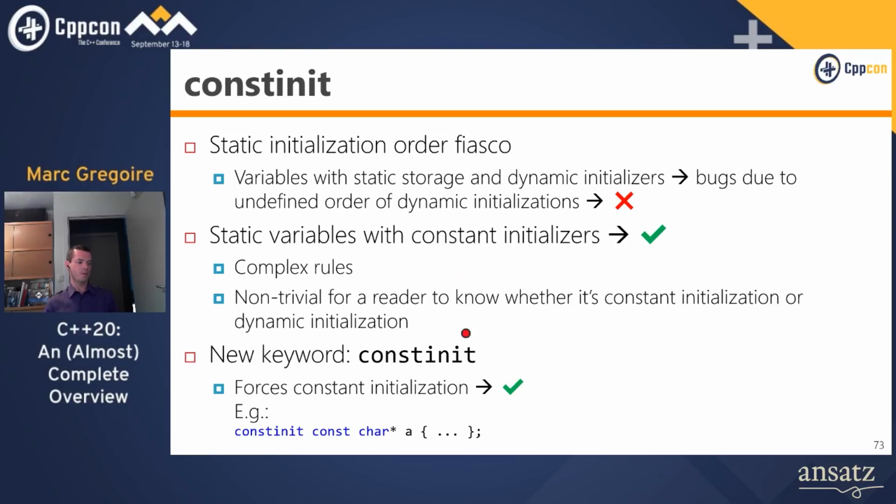So here I'm defining a variable a, and I require constant initialization. So if here there is some kind of dynamic initialization, then the compiler will give an error instead of giving you strange runtime behavior.